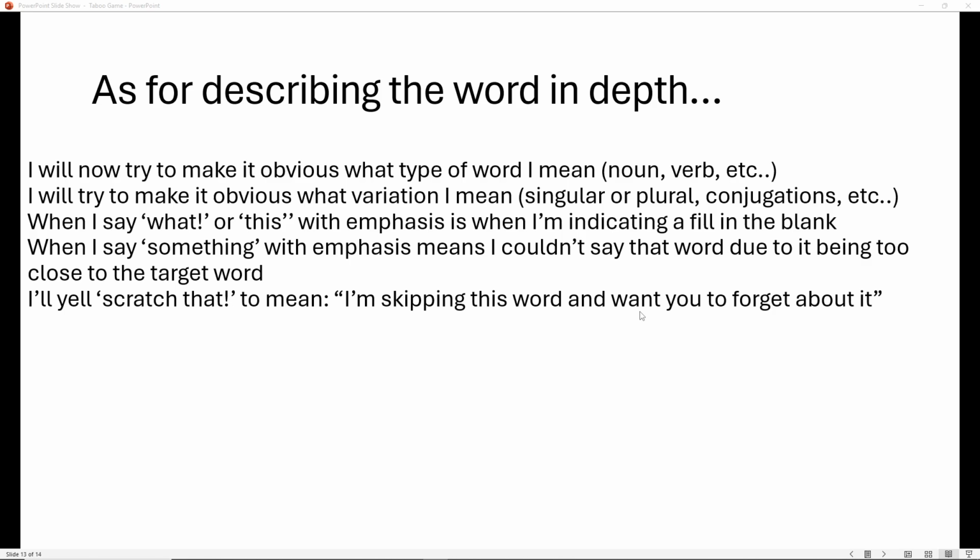You might know that. I'll also just add this. I'll yell "scratch that" to mean I'm skipping this word and want you to forget about it, because if you think about it while I'm describing the other word, it's going to mess up your brain because you're still kind of thinking. But yeah, it's complicated. This is all complicated. You know what I mean.